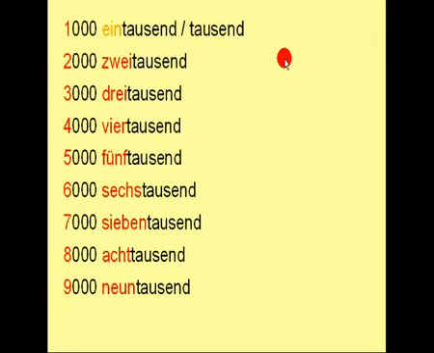The thousands are built according to the same principle. 1000, 2000, 3000, 4000, 5000, 6000, 7000, 8000, 9000.